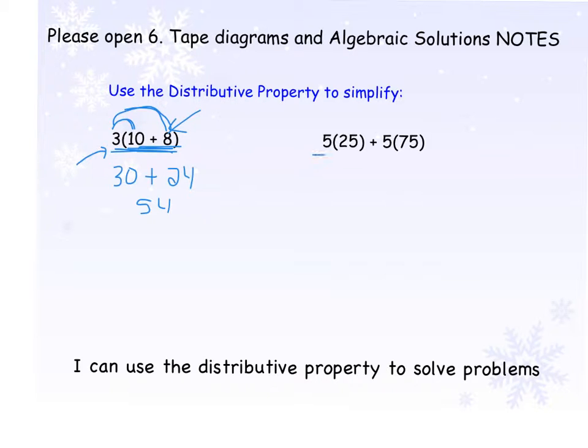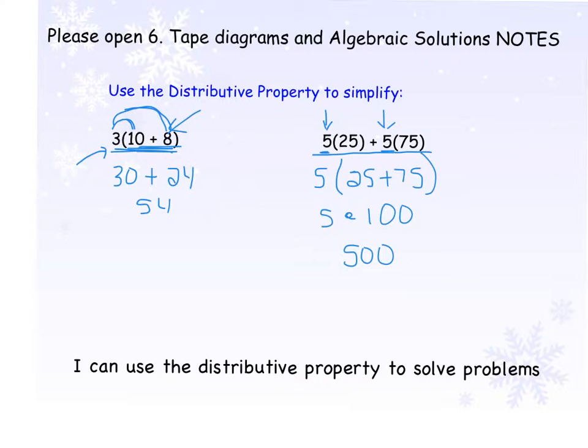All right, for this one, we're going to go backwards. So we could do 5 times 25 and then plus 5 times 75 using order of operations. But I see that I have a 5 in common, so I can pull out that 5 to make it 25 plus 75. So we took out that common factor of 5. So now I have 5 times 100, which is 500. So sometimes it's easier to use order of operations, and sometimes it's easier to use the distributive property. Here, by factoring out that 5, we could still use order of operations to go from there.